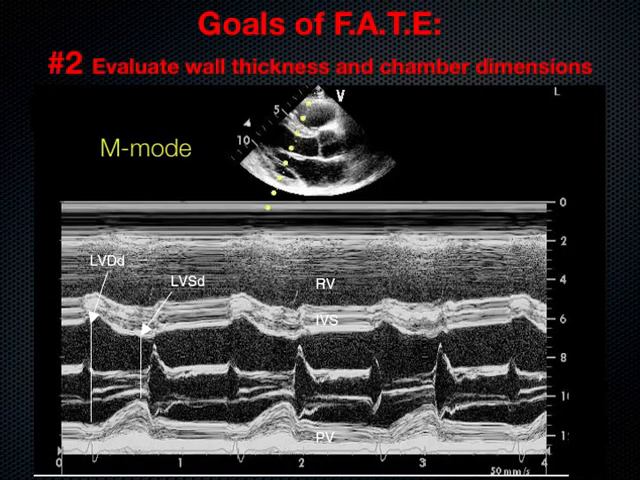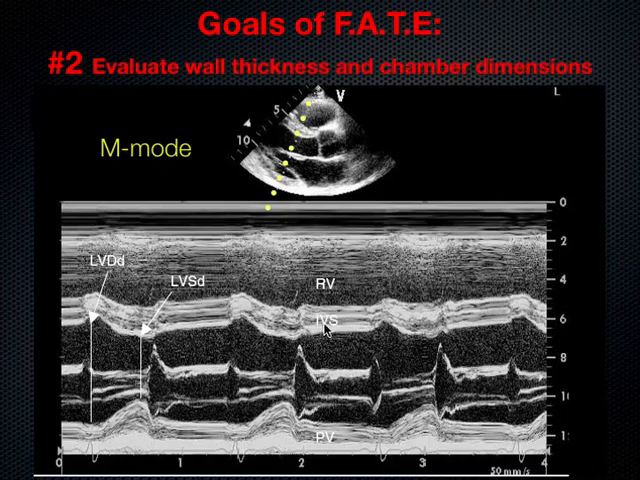Okay, so the second goal of the FATE exam is to evaluate the wall thickness and chamber dimensions, as we've been talking about, and M mode is a nice way to do this. In fact, if we lay an M mode spike right across this parasternal long axis, we can see the interventricular septum here. We can see the mitral valve. We can see the left ventricle, the posterior wall of the left ventricle here. And we can see the whole diameter of the left ventricle if we look closely enough. And so that's what this M mode tracing is showing here.